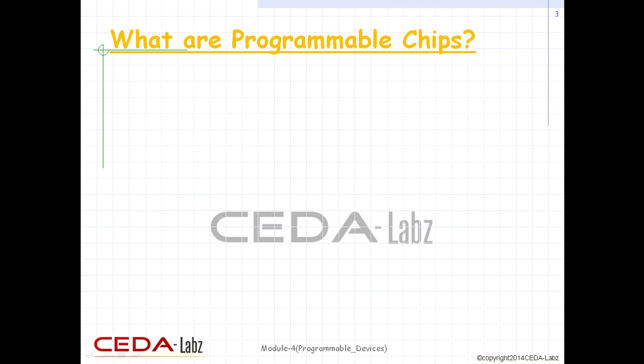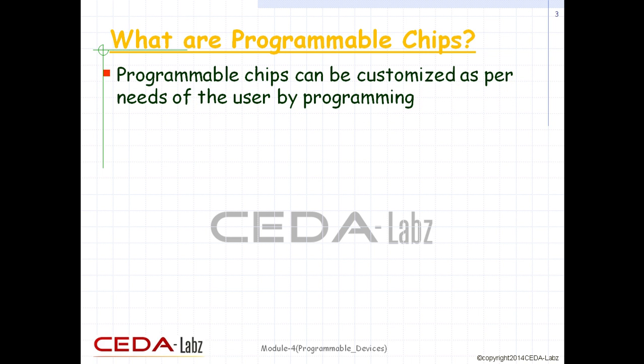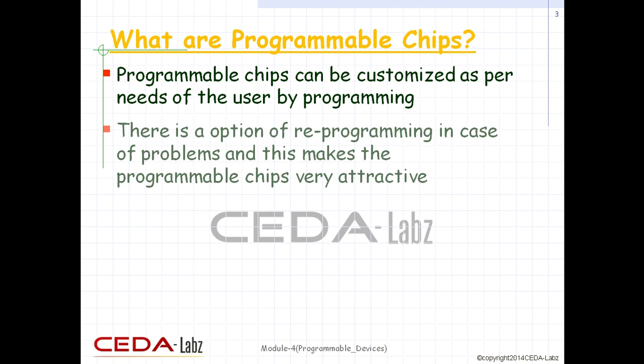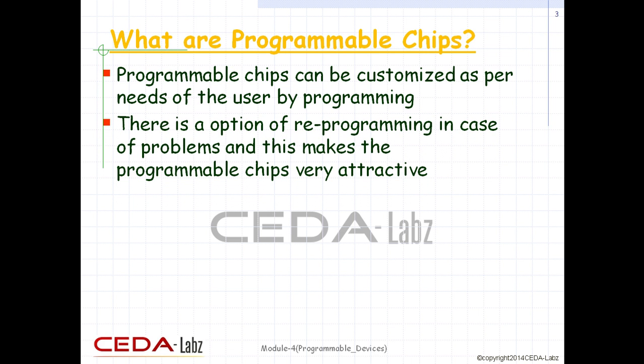What are programmable chips? Basically, programmable chips are the type of ICs which are customized, or programmed by the user, according to its needs. In these type of ICs, there is always the option of reprogramming, if any problem occurs. It means unless and until the user is satisfied, he or she can reconfigure it again and again. These programmable ICs are programmed to do a specific function. So, these chips are also called ASIC.